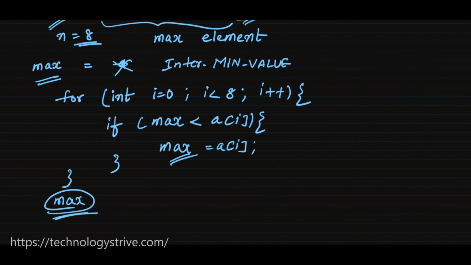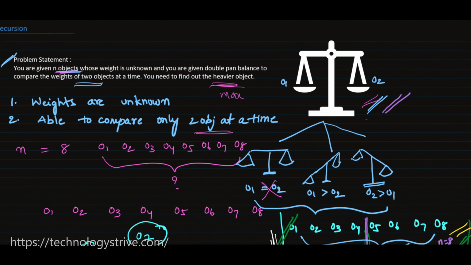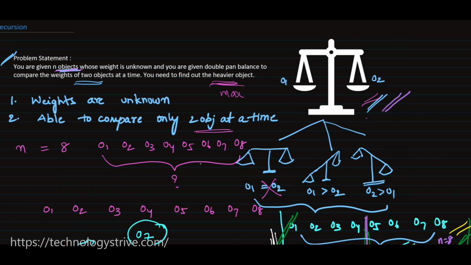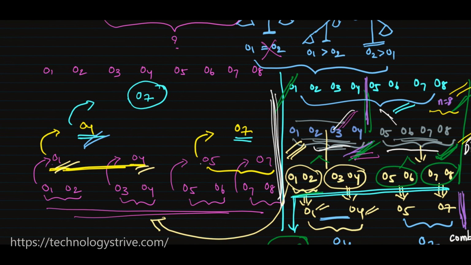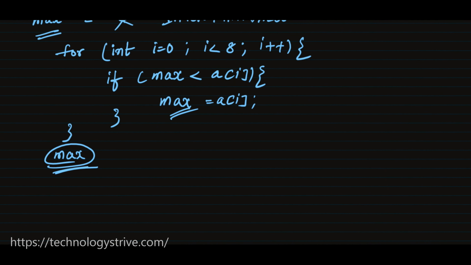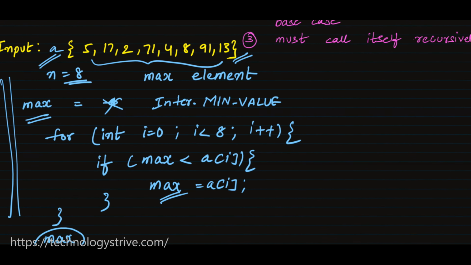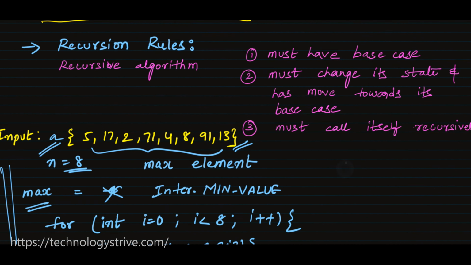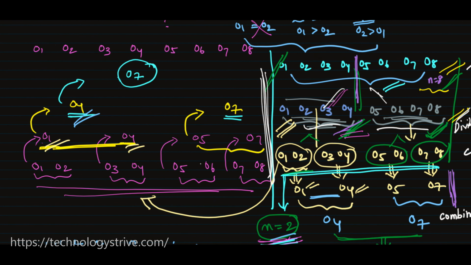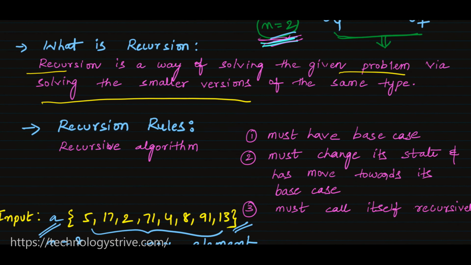So now, instead of doing this, the problem is exactly similar to what we did earlier. But there, just to understand, we had given a constraint that the weights of the objects are unknown and we are given a double pan balance, right? That is the only difference between this problem and finding the maximum element in the given array. So now let's try to apply the same algorithm for finding the maximum element. This is obviously one solution, which we solve using the iterative method.